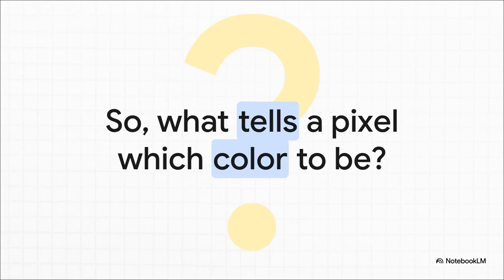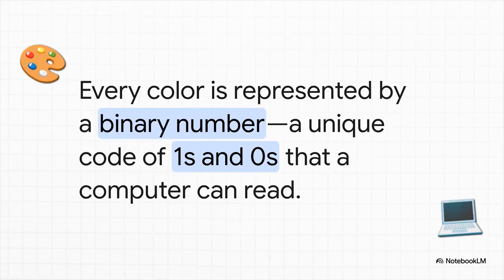Okay, let's circle back to our bitmap image for a second. Back to that huge grid of pixels. We know it's made of a bunch of colored squares, but how does the computer actually know which color to put in each square? How does it store the idea of red or that specific shade of blue? Well, it all comes down to binary. You see, to a computer, every beautiful color you can imagine isn't really a color at all. It's just a number, a unique code made up of ones and zeros that acts as a very specific instruction.